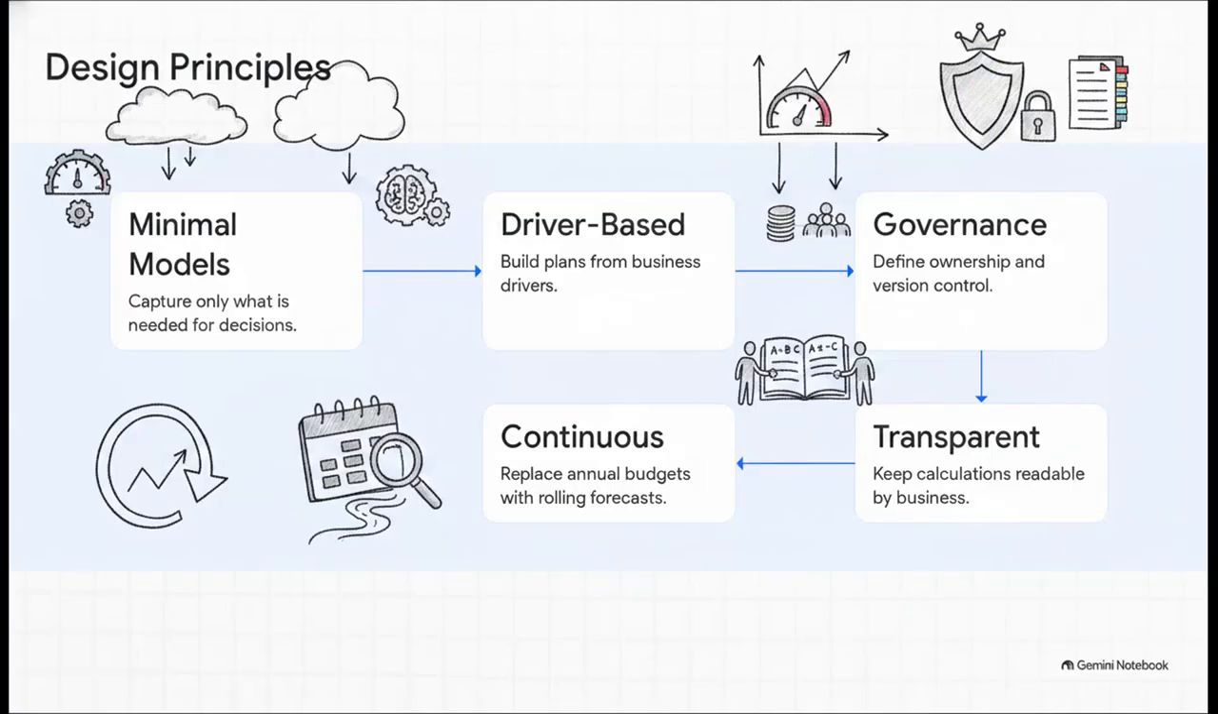To ensure long-term agility here, there are 5 core principles you absolutely must follow. Number 1, demand minimal data models. Only capture what is actually needed for decision-making. Do not just copy every ERP dimension. 2, driver-based planning. Build your plans from business drivers, like volume or headcount, rather than importing millions of historical line items. 3, clear governance. Every single model needs defined ownership and version control.